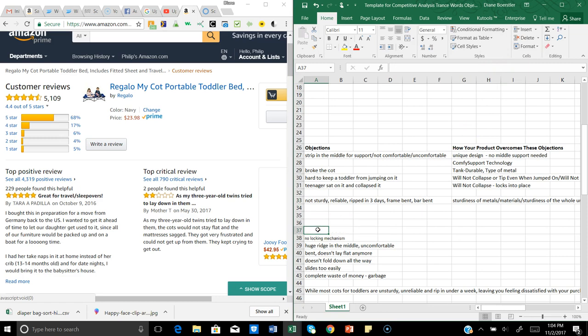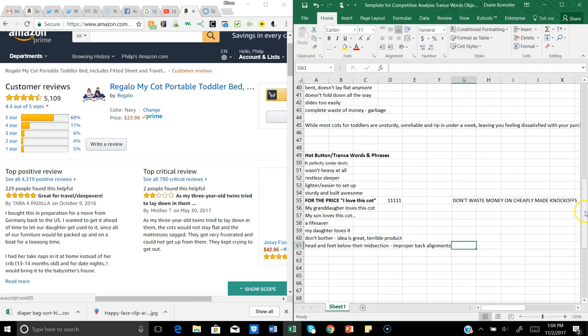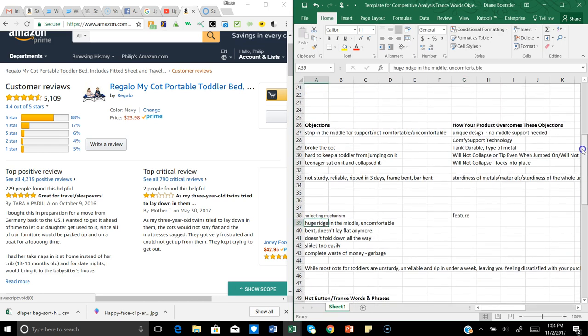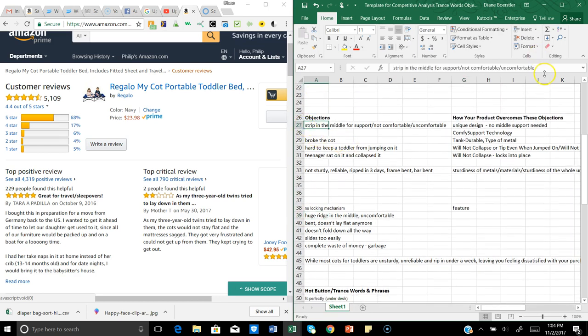No locking mechanism. That goes back to safety, right? So does yours have a locking mechanism? Is it safer, right? What is the feature? Give that feature a name. Give it a name with a locking mechanism because people care about that locking mechanism. High ridge in the middle, again, about uncomfortable. So this is grouping themes, okay? Strip in the middle, high ridge in the middle. So they're really saying it's uncomfortable.